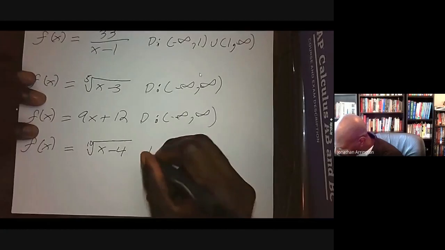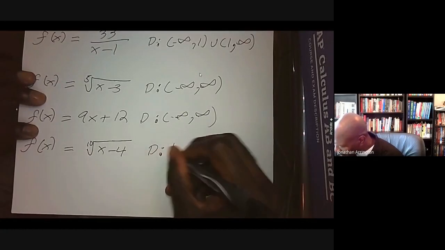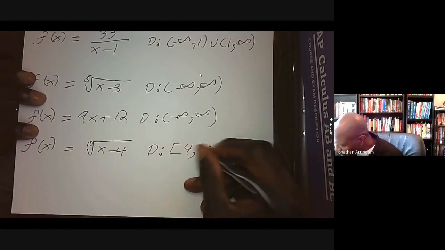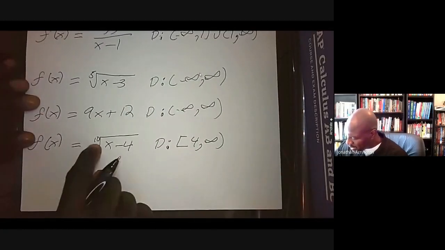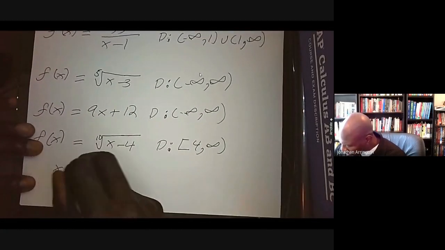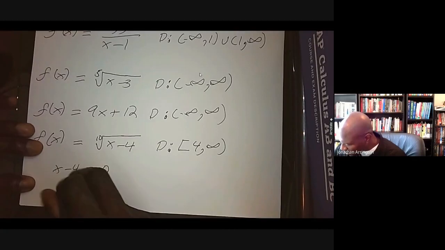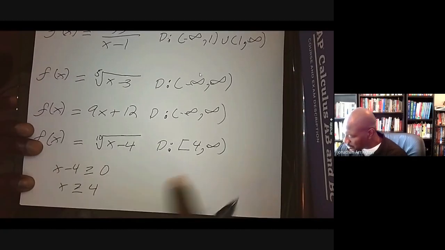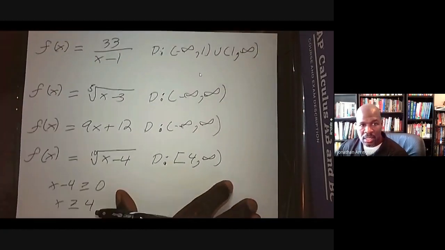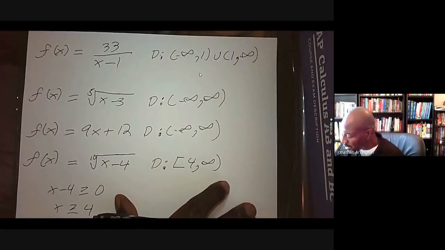And this last one, this domain should be bracket 4 to infinity, because this is an even root, and you would say x minus 4 is greater than or equal to 0, which means x is greater than or equal to 4. And of course, that's expressed as bracket 4 to infinity there.